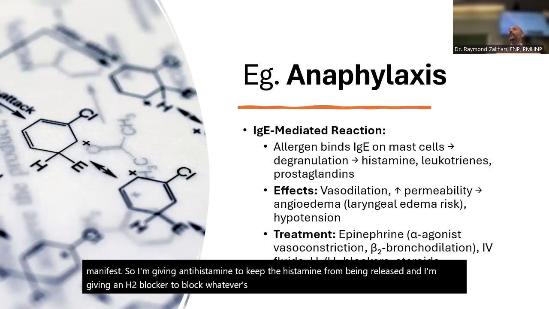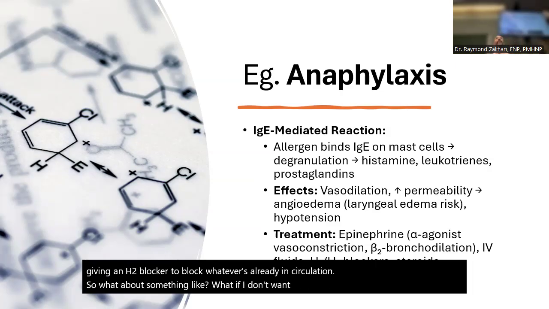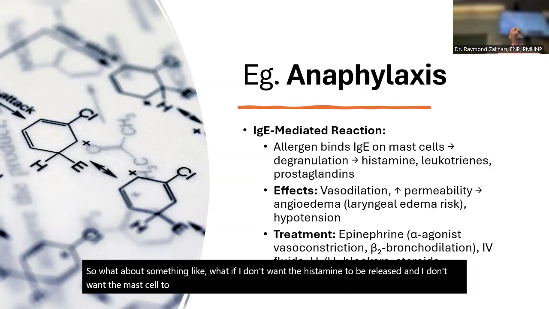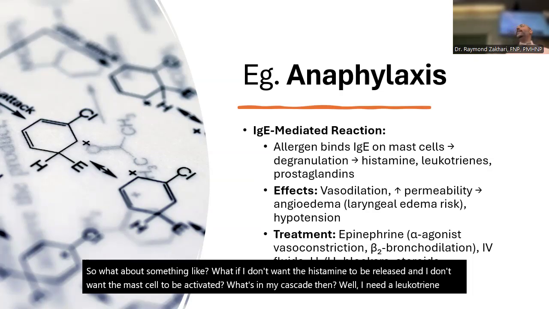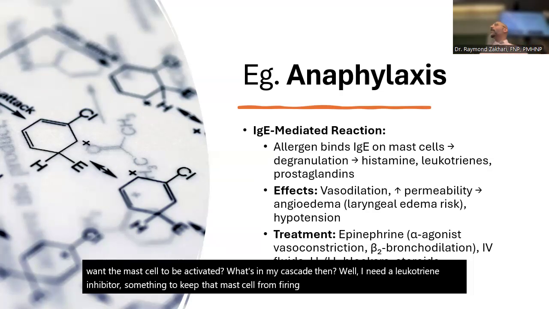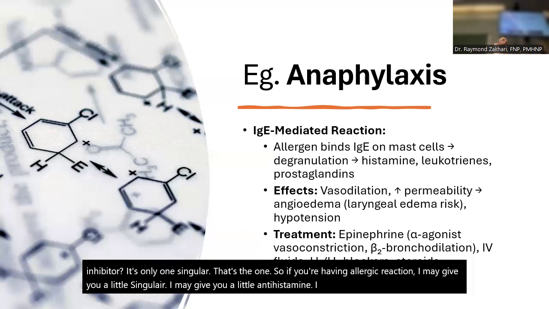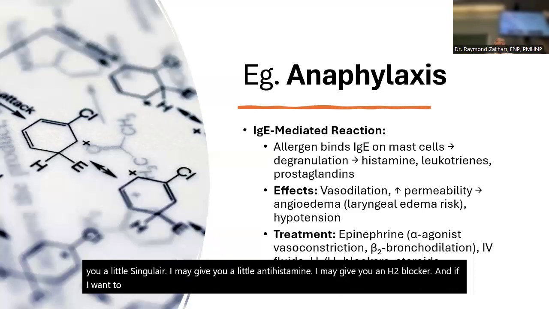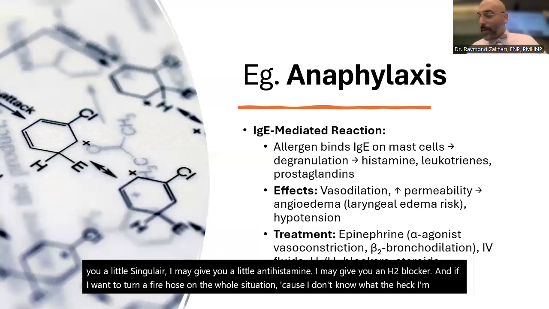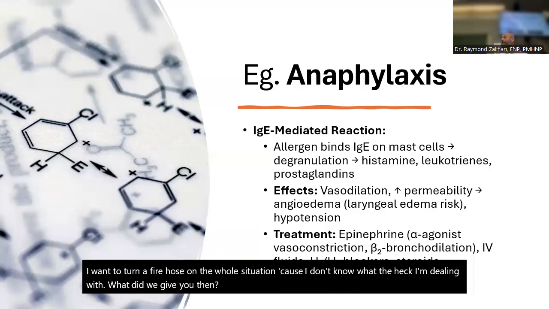So what about something like, well, what if I don't want the histamine to be released and I don't want the mast cell to be activated? What's in my cascade then? Well, I need a leukotriene inhibitor, something to keep that mast cell from firing out the histamine. What's a leukotriene inhibitor? It's only one. Singulair. That's the one. So if you're having an allergic reaction, I may give you a little Singulair. I may give you a little antihistamine. I may give you an H2 blocker. And if I want to turn a fire hose on the whole situation because I don't know what the heck I'm dealing with, what do we give you then? Steroids. Exactly right.